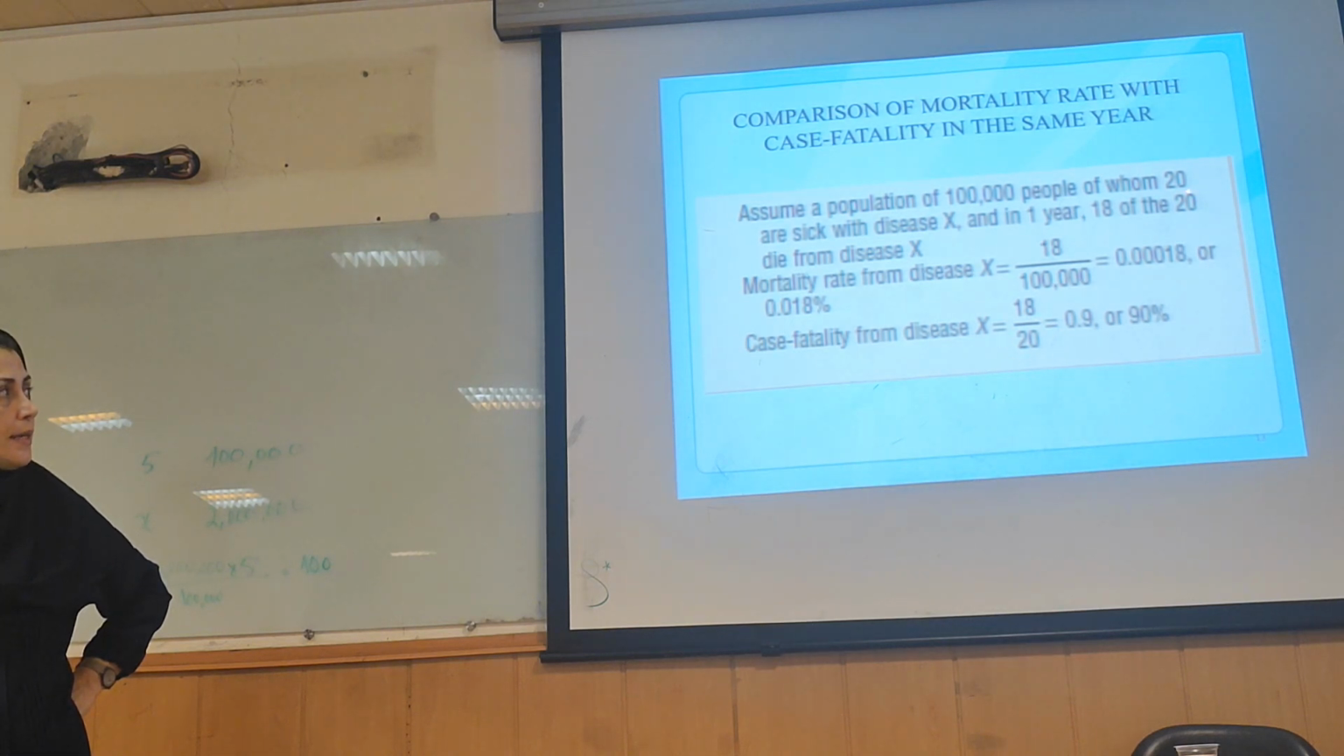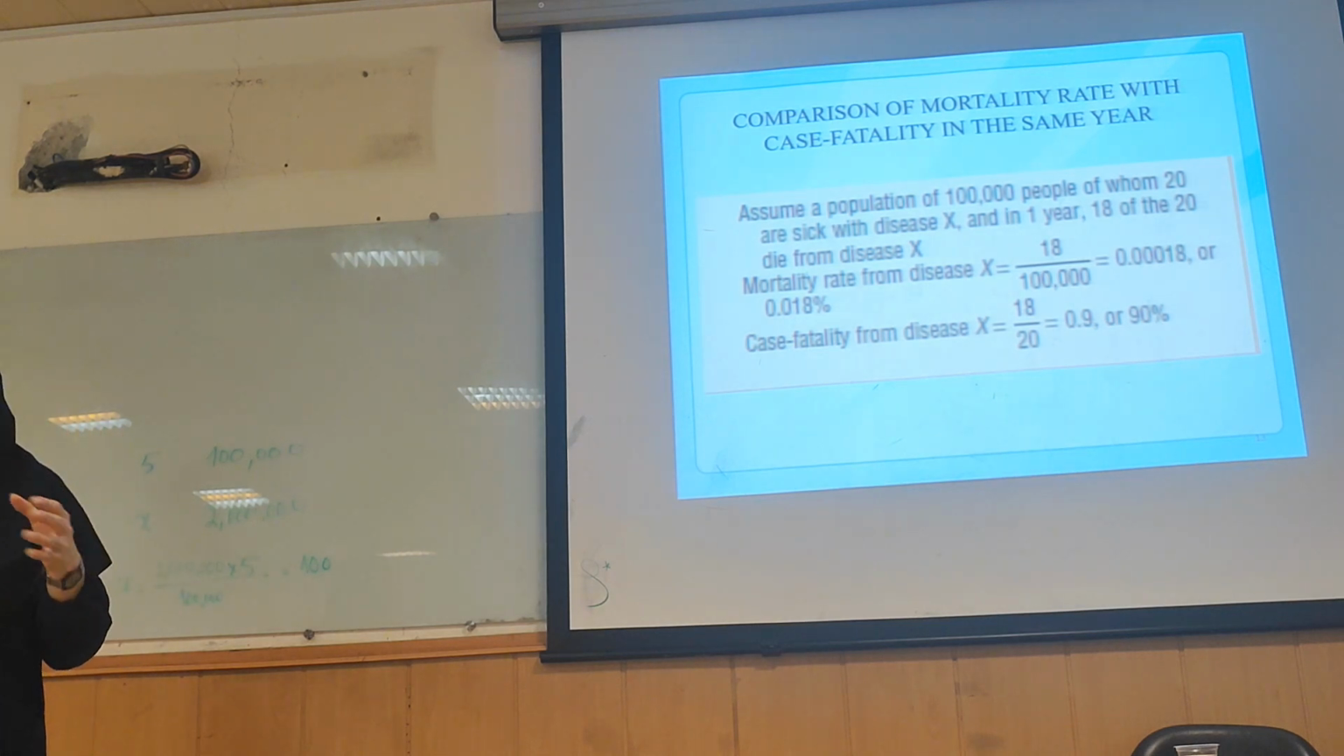The total number of deaths is 20, and out of these 20, 18 deaths are related to disease X. So it means 90%. It means 90% of all deaths in this community are related to disease X. Okay?